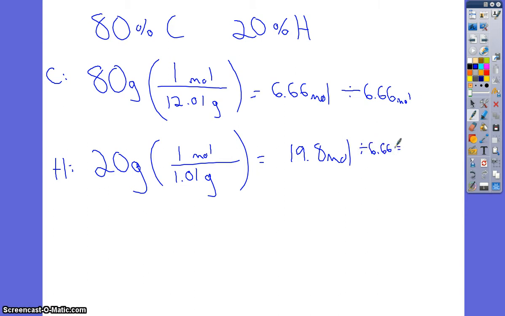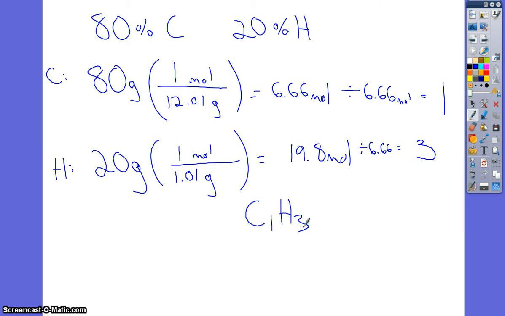Okay, so I take 6.66 divided by 6.66, and get out your calculators, that's 1. I take 19.8 divided by 6.66. I'm going to find that that is a number very close to 3, so it rounds to 3. This means my empirical formula is C1H3, or more simply, you can just write CH3.